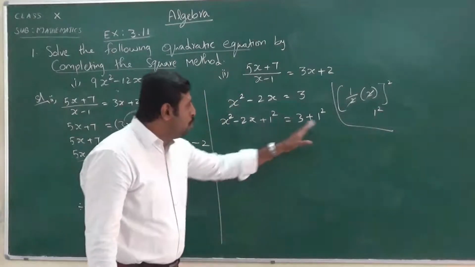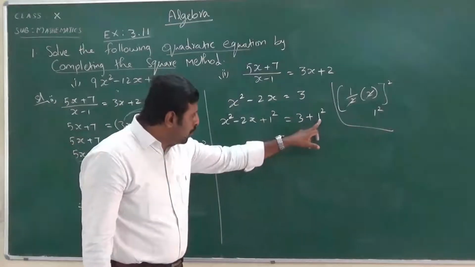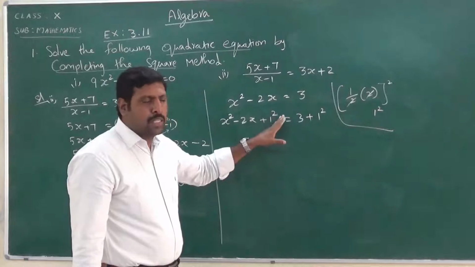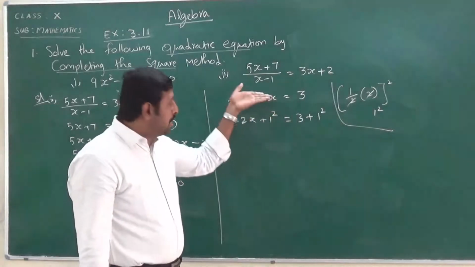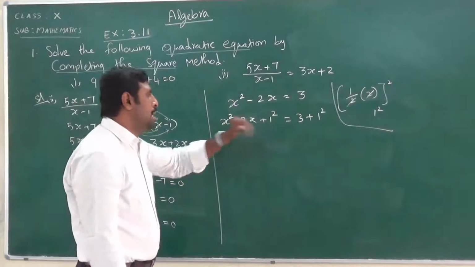Why we are adding on both sides means it must equalize the terms. If you take this 1 square to the other side, plus 1 square and minus 1 square, both will be cancelled. So we get the remaining equation. The equation didn't change anything, right? So that's why we are adding on both sides.